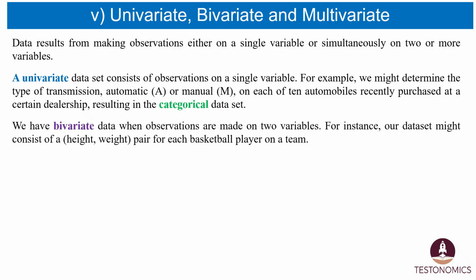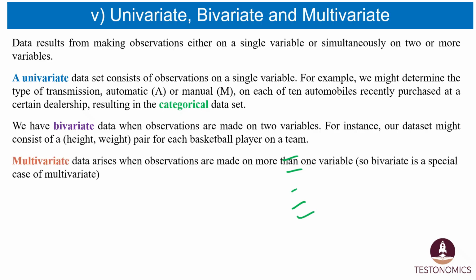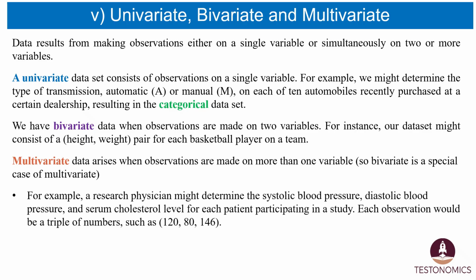We may have bivariate data when observations are made on two variables. For instance, our data set might contain height and weight pair of each basketball player on a team. So for each particular player, we will ask two questions, height and weight, right? And of course, multivariate means more than one. So that would mean that bivariate is a special case of multivariate, okay? Because multivariate means more than one and it includes bivariate. You can read the example and then we move ahead.